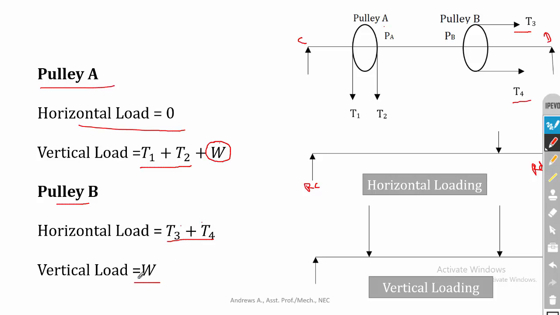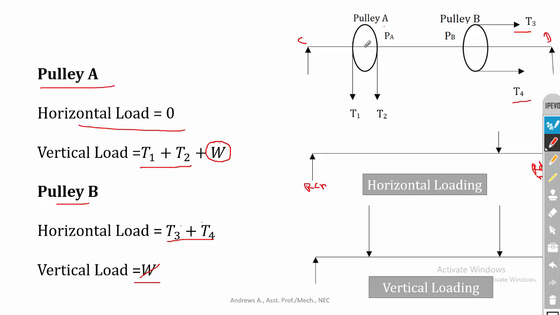If it is not given, then you can neglect this vertical component. Okay, so you can construct the load drawing. First one is horizontal loading. You just consider the horizontal loading alone. It is RCH and RDH in the case of horizontal loading.